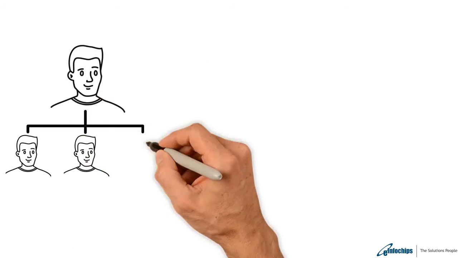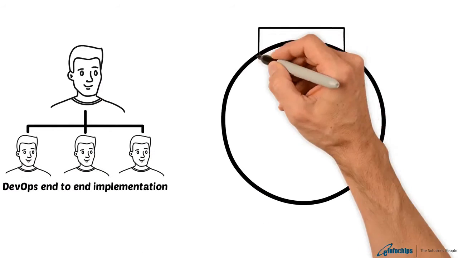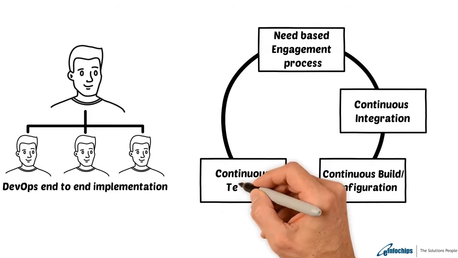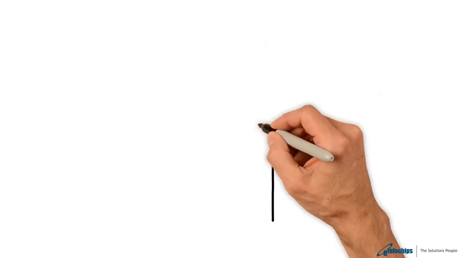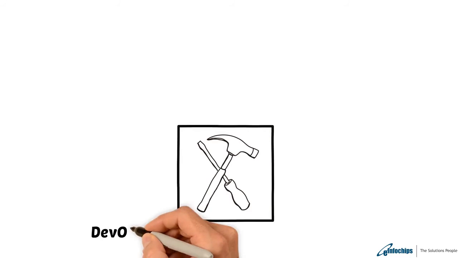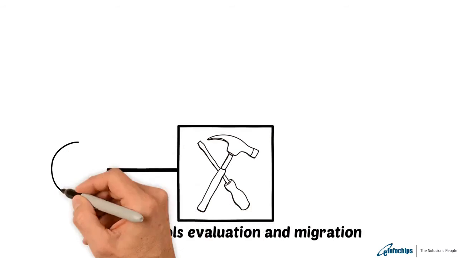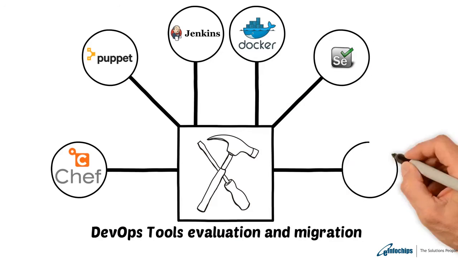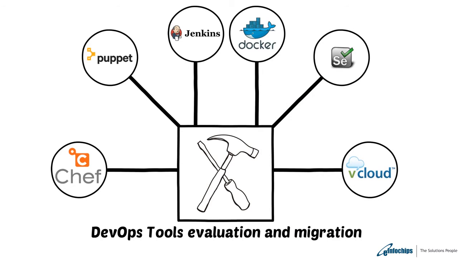eInfochips owns end-to-end implementation with continuous integration, testing, and deployment through a need-based proven engagement model. eInfochips has the ability to customize proprietary and open-source DevOps tools, create new customized solutions, overcoming specific customer needs. Team has experience on tools like Chef, Puppet, Jenkins, Bamboo, Docker, and many more.